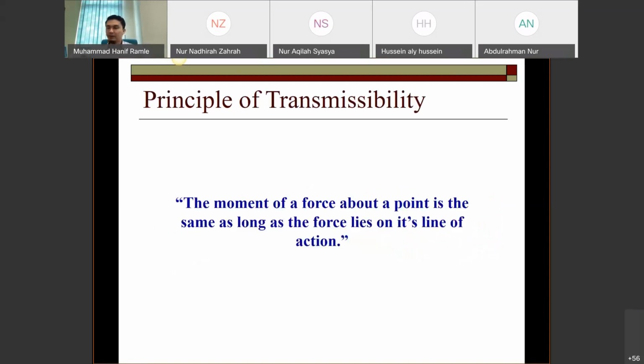If no question, just proceed to the next slide. It is about the principle of transmissibility. What this principle means is that the moment of a force about a point is the same as long as the force lies on its line of action. Do you get what this is?